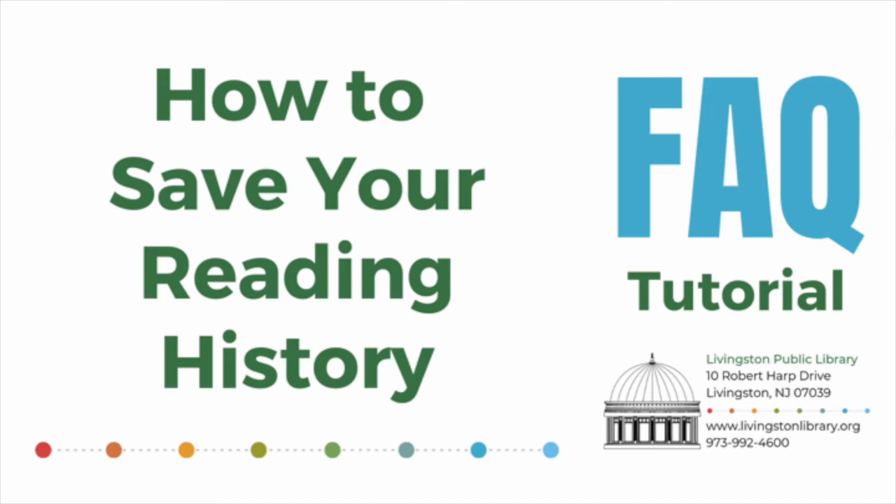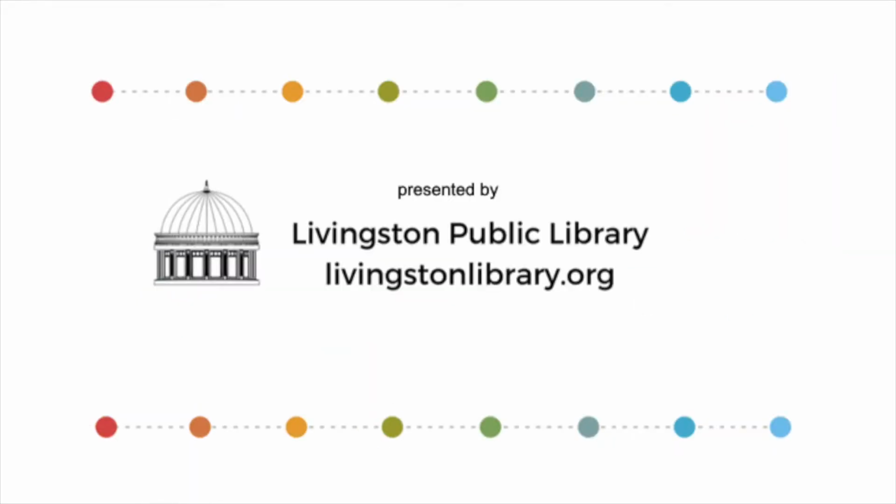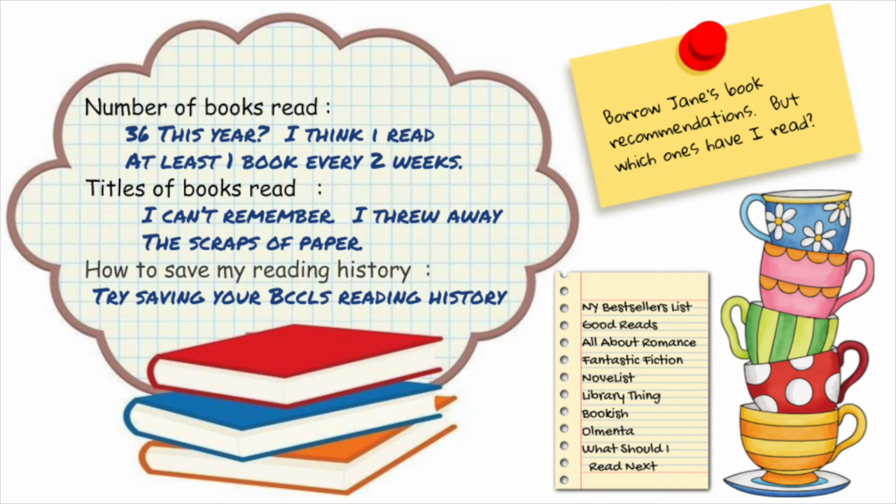One of the most frequently asked questions here at the Livingston Public Library. There are several ways to keep track of what you have checked out from your account. One way is to do it via Buckles by activating the reading history feature in your Buckles account. Let's look into this first.